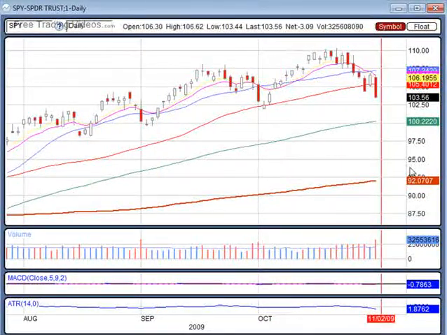So watch the market, watch the sector rotations, watch those financials. The financials are showing a lot of weakness right now, and we do not want to be caught up in this market. So be very careful looking at that.